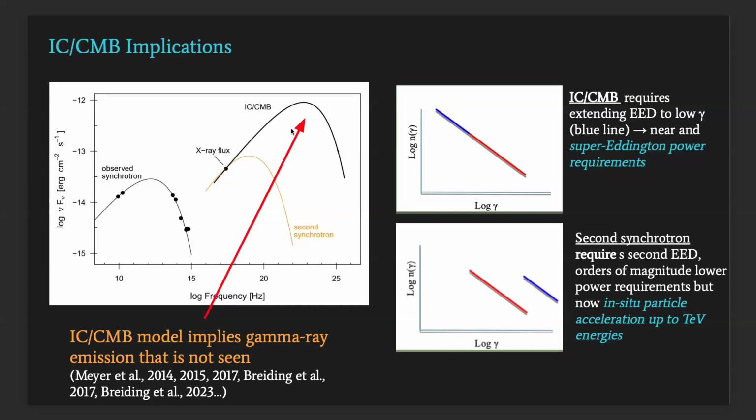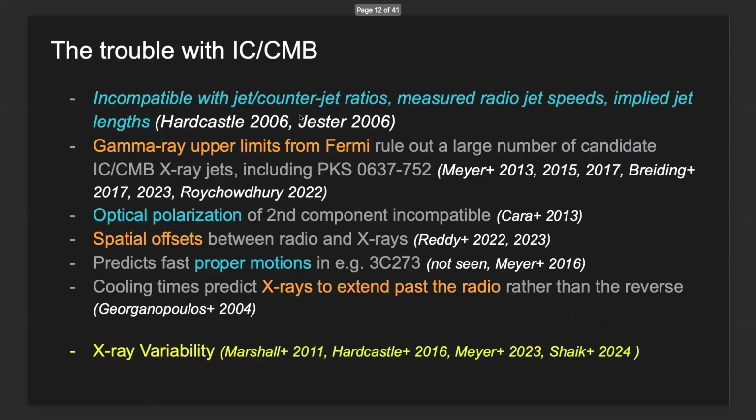But here's the very, very rapid fire way that we showed that ICCMB is probably not happening, especially at lower redshifts. And so one of the big things was it predicted a lot of gamma ray emission. Fermi did not see this, and it should have. And then here's the list of everything else that has been done. Lots and lots of people have worked on this, including people in this room. So I won't read the whole list.